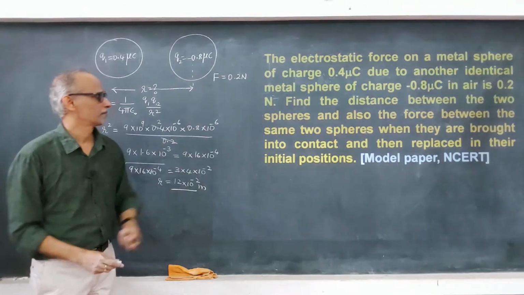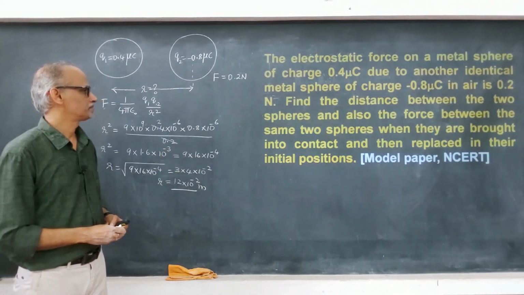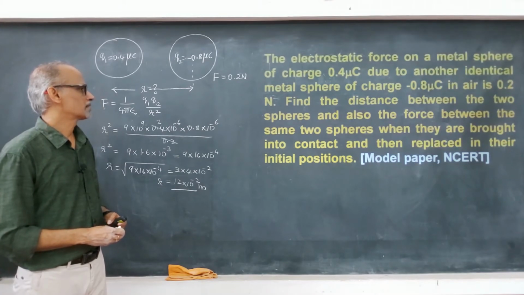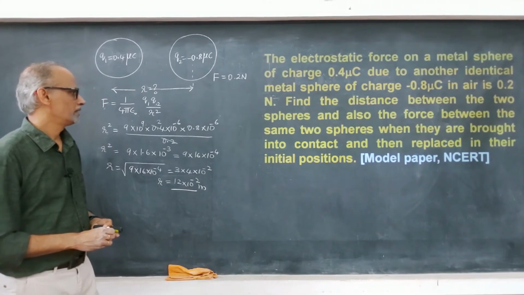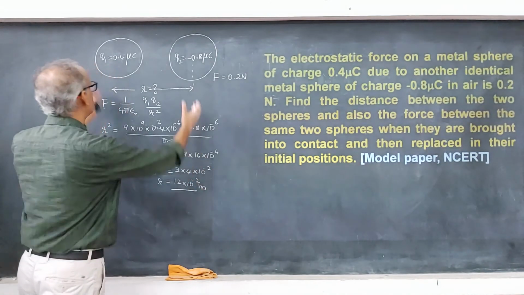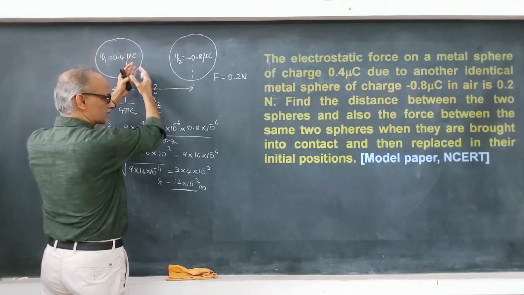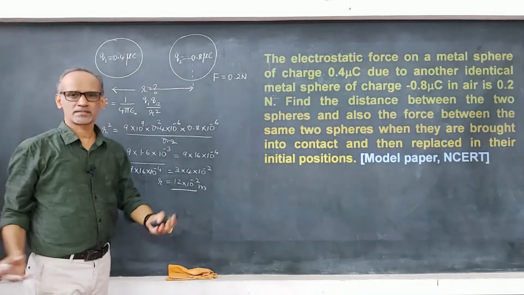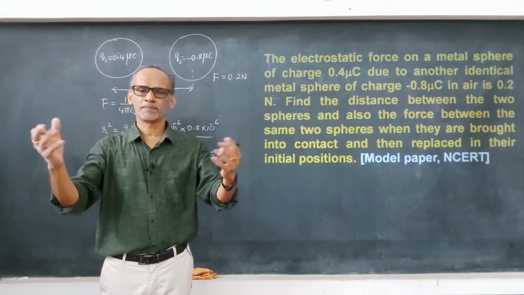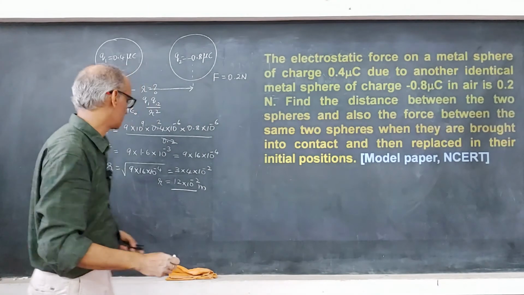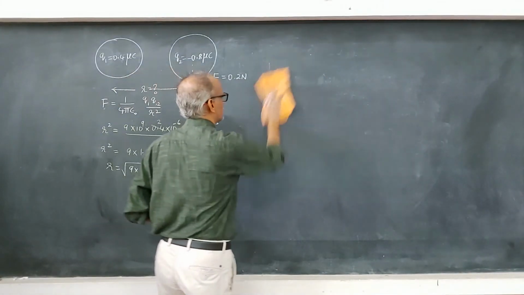That is the first part. What is the next part? See the next part that is given. Find the distance between the two spheres, that is over. And also the force between the same two spheres when they are brought into contact. See, these two spheres are brought into contact, and then replaced in their initial position. So first the two spheres are brought into contact and then they are replaced back. And once they are replaced back, what is the new force? That's what I have to calculate. Okay, all right. So let's calculate that part now, which I'm going to write here.